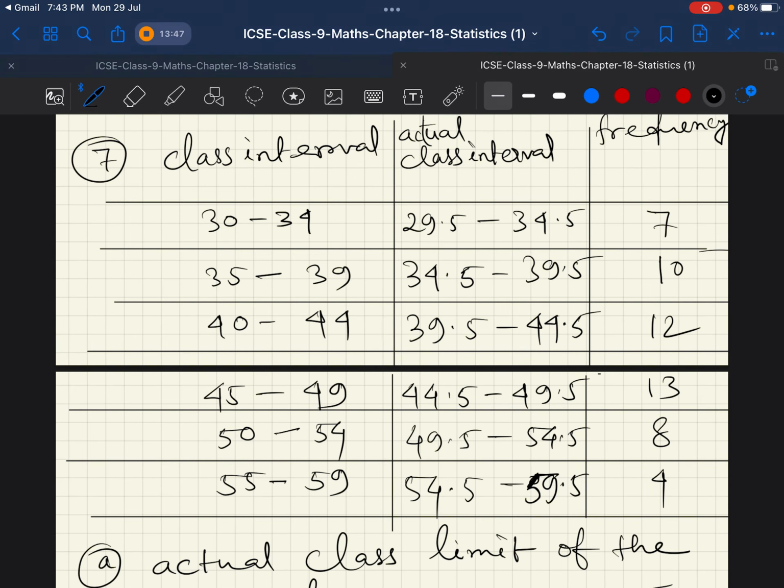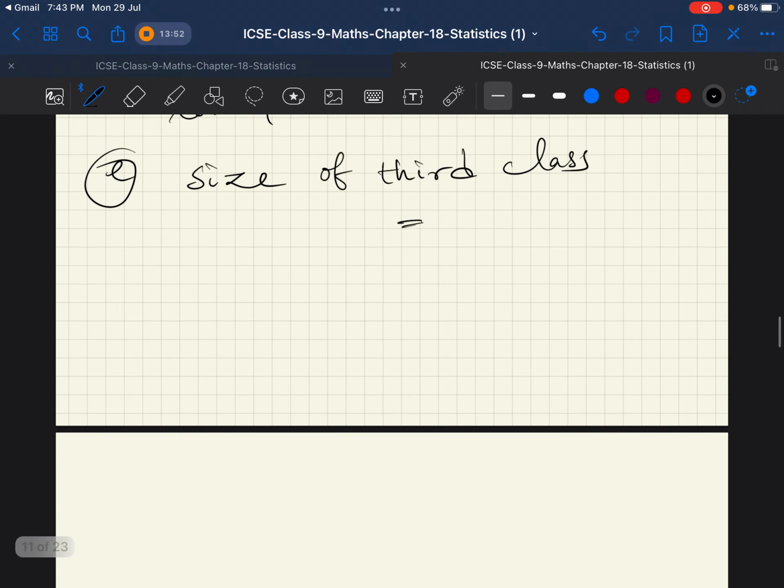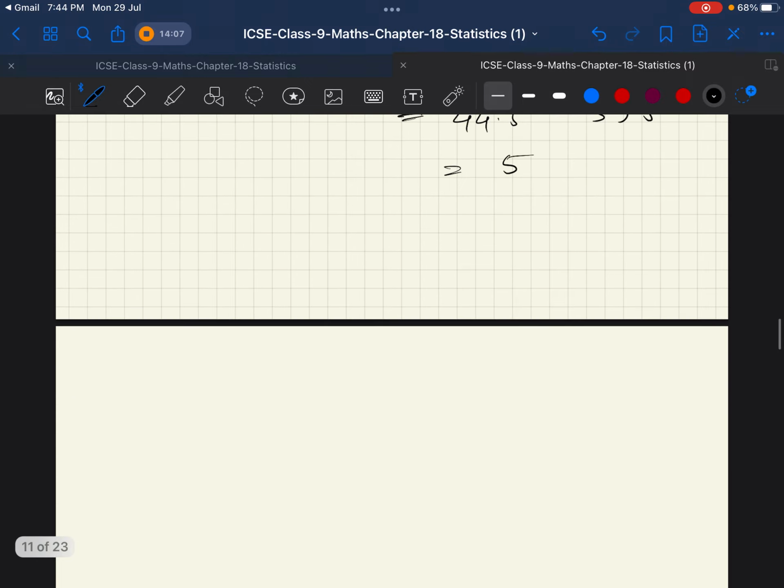Equals to 44.5 minus 39.5, the difference between upper limit and lower limit. Okay, so this is 5.